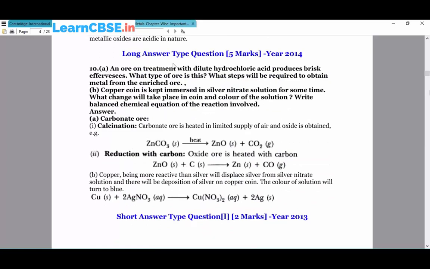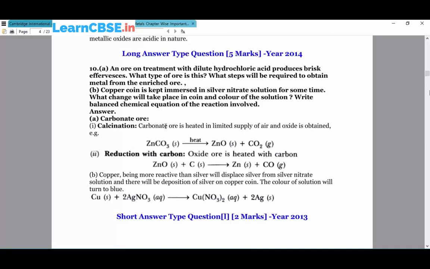An ore on treatment with dilute hydrochloric acid produces brisk effervescence. What type of ore is this? What steps will be required to obtain the metal from the enriched ore? A copper coin is kept immersed in silver nitrate solution for some time. What change will take place in the coin and the color of the solution? Write the balanced equation of the reaction involved.